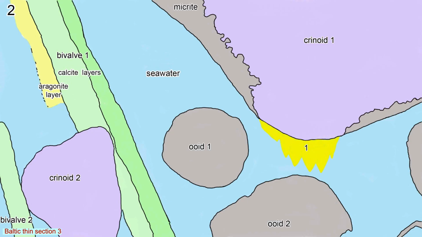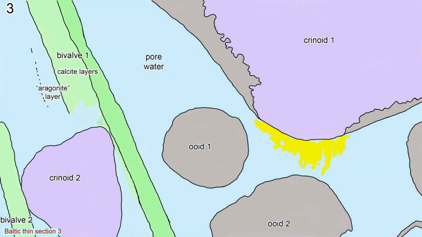The first increment of cement A, coloured deep yellow, precipitated as a crystal attached to crinoid 1. Its zigzag shape shown here is an assumption. The first increment's crystals thought to occur on the bivalve's calcite layer, on micrite pore walls, and in pores between crinoid stereome are not shown here, as they were later modified or dissolved away.